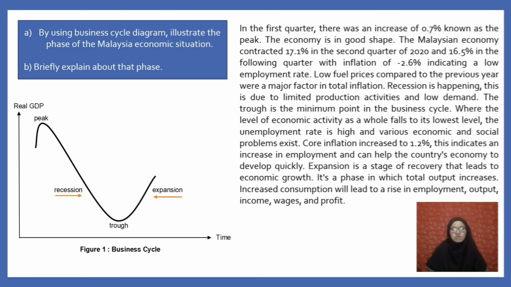Recession occurs between the peak point and the trough point. This is due to limited production activities and low demand following measures taken to control COVID-19 outbreaks. The trough is the minimum point in the business cycle, where the level of economic activity as a whole falls to its lowest level, the unemployment rate is high, and various economic and social problems exist. Core inflation increased to 1.2%. This indicates an increase in employment and can help the country's economy to develop quickly.